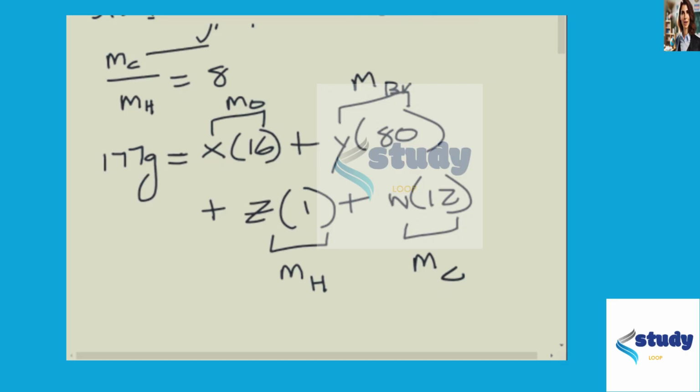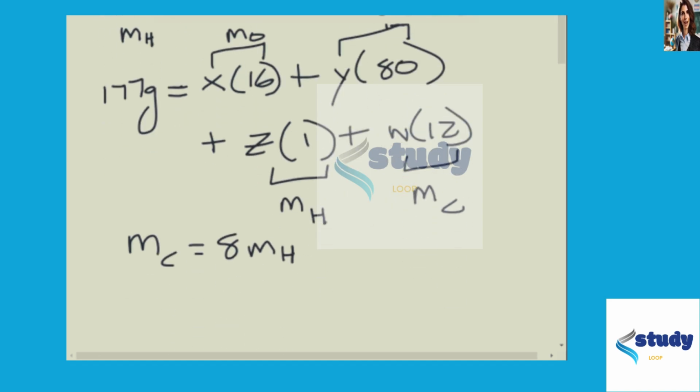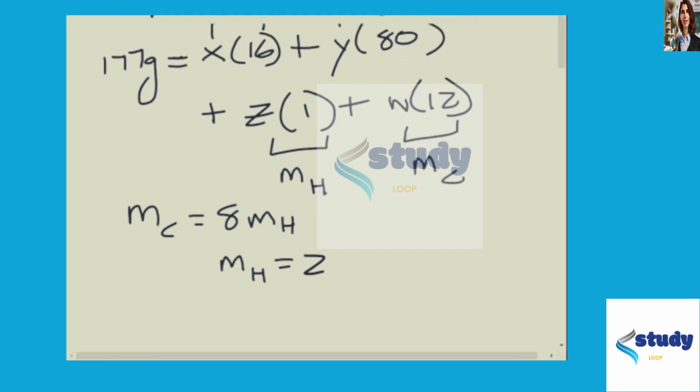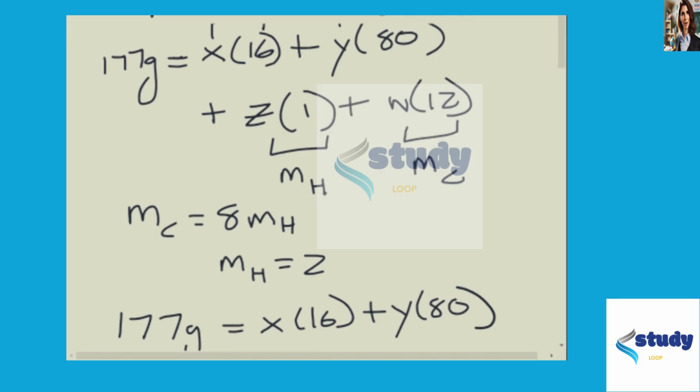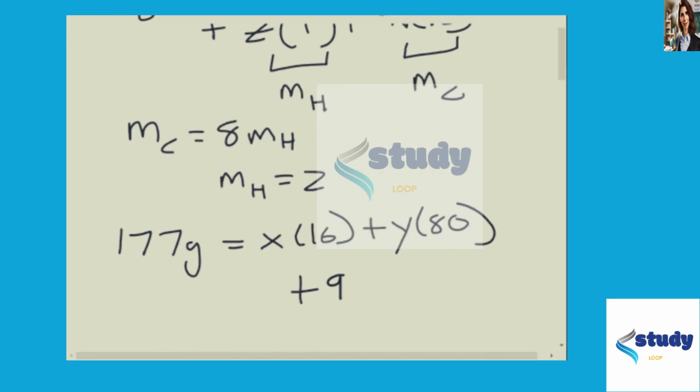So we can use this ratio here to simplify things down a bit. The mass of carbon is 8 times the mass of hydrogen. The mass of hydrogen we already have is Z, so the mass of carbon would be equivalent to 8Z. So let's rewrite this: 177 grams equals X times 16 plus Y times 80 plus 9Z. Mainly here we just have to iterate because we don't have enough information beyond this.